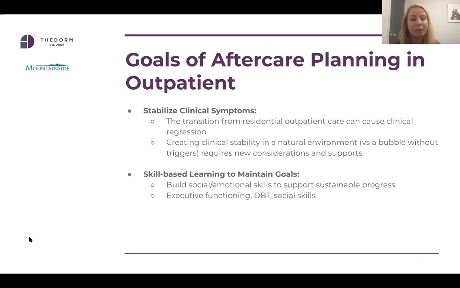And by skills, this looks different for different clients because they come to us with different areas of strengths and different deficits. For some clients, that might be really working on social and emotional skills. For others, it might be executive function skills or DBT skills or social skills. But the point is that when you are in an outpatient level of care, it's not just about stabilizing clinically, it's about how to help prepare clients to experience success in the outside world.